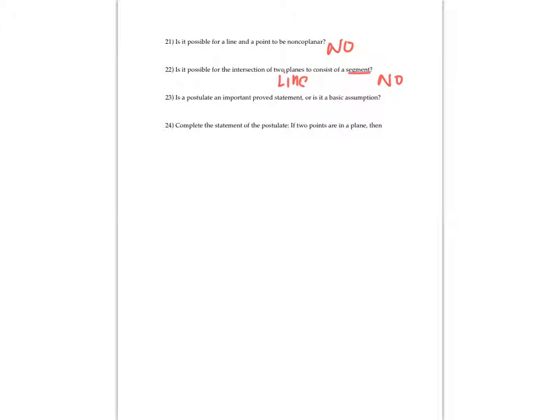For 23, is a postulate an important proof statement, or is it a basic assumption? A postulate is a basic assumption. An important proof statement is a theorem. For 24, it says complete the statement of the postulate. If 2 points are in a plane, then the line that contains the points is in that plane.